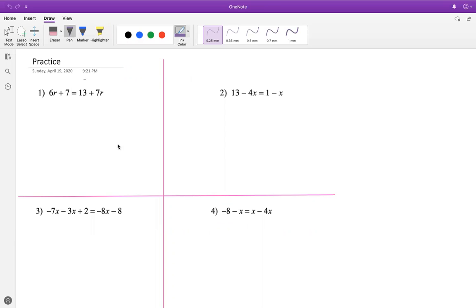Okay. So I'm just going to go ahead and get started. So in our notes, we learned that there's multiple ways that you can approach these equations. Obviously, I'm not going to work out all 4 ways on each one of these. So I'm just going to do it the first way that I think and go from there.